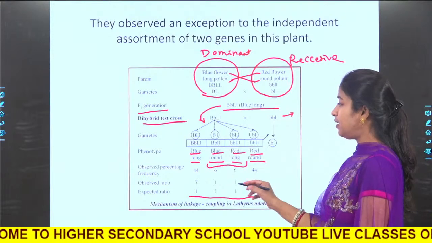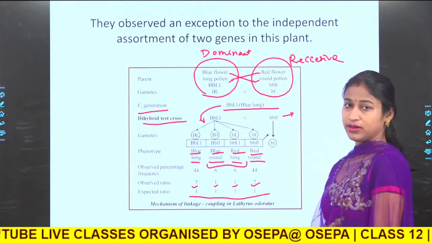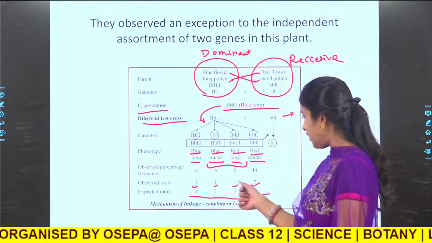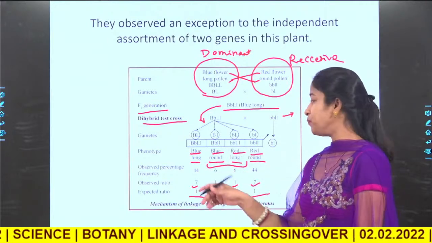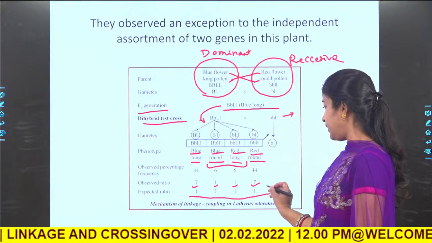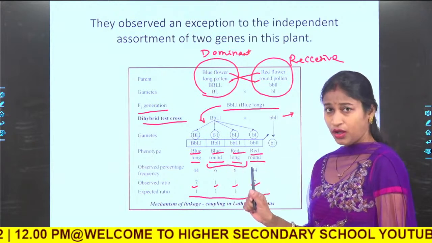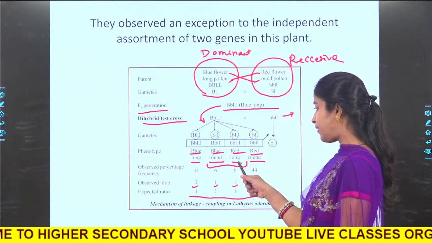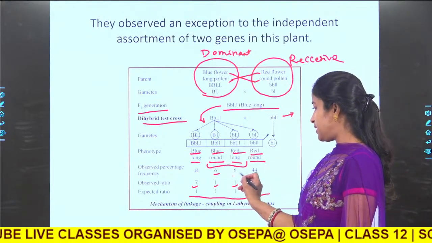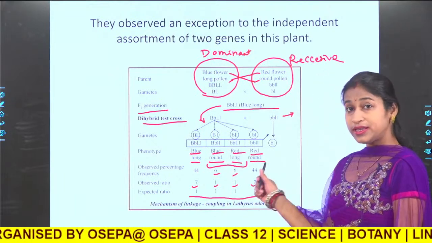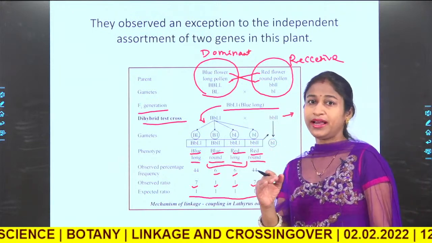But here the observed ratio was shown to be 7:1:1:7. That means the parental combinations are coming at maximum numbers. So, blue long and red round are coming in a ratio of 7, or a percentage of 44. Whereas the blue round and red long, which are the recombinant types, are coming at a percentage of 6%.